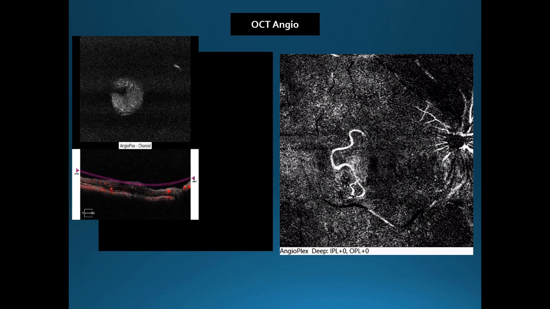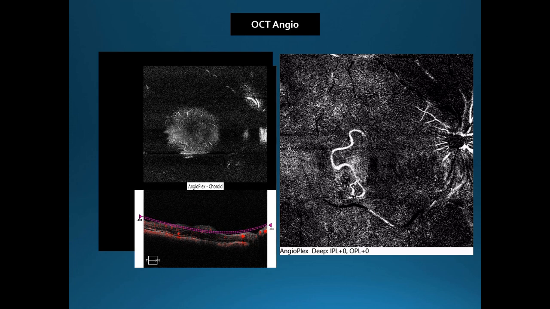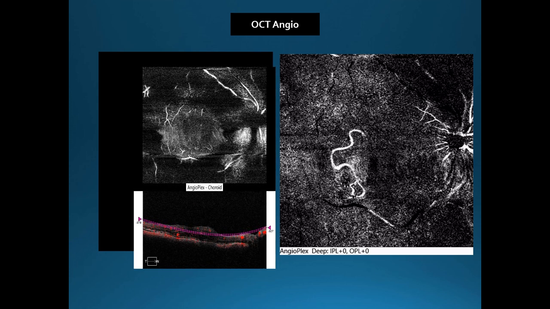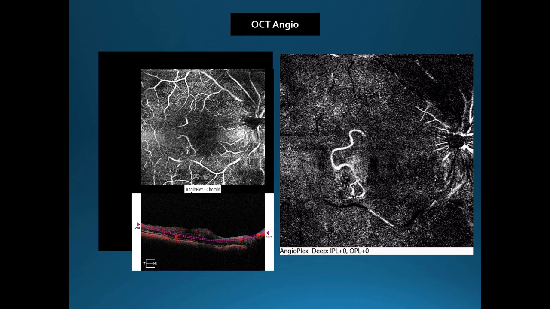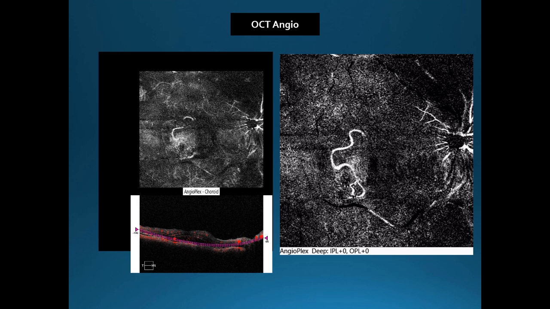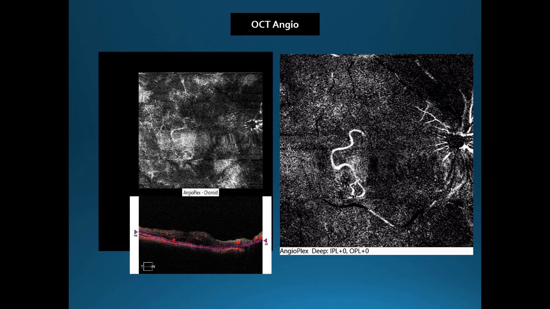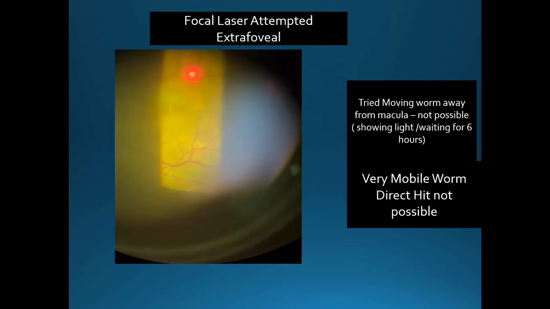This is an OCT angio image. Here we were able to capture the worm since the OCT angio has 8 slabs and it works on the principle of particle motion. So the worm can be demonstrated in the OCT angio. Thereby we conclude the diagnosis as diffuse unilateral subacute neuroretinitis in the right eye of the patient.